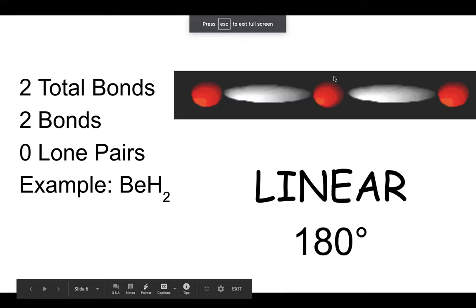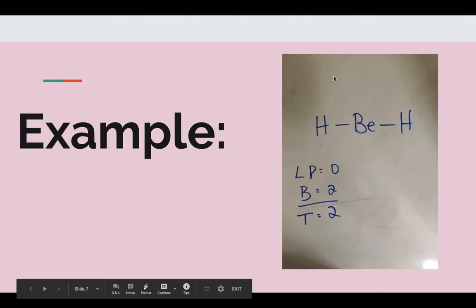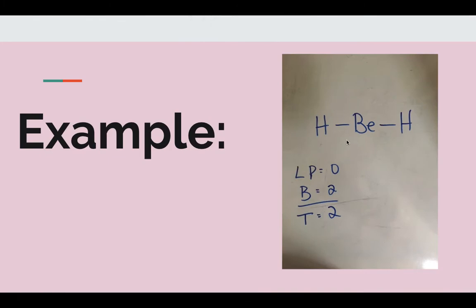So like I said, our first one is linear. An example is BeH2. When you do this, you always look at the center atom. So Be is the center. You have one bond on this side, another bond on that side, so that equals 2 bonds. There are no lone pairs on beryllium, so 0 plus 2 is 2. If you use the chart or what we just learned, you know it's linear.